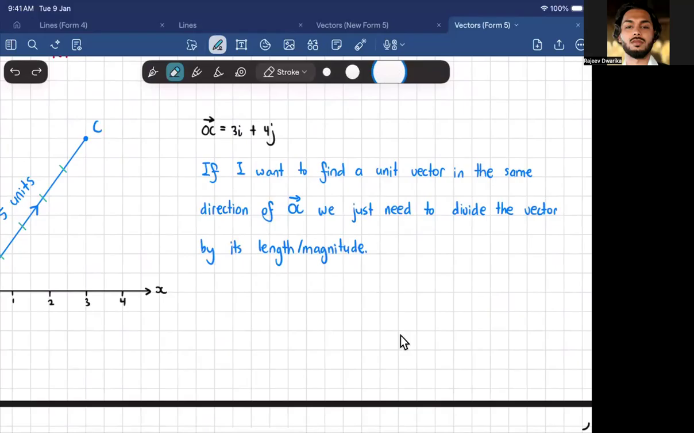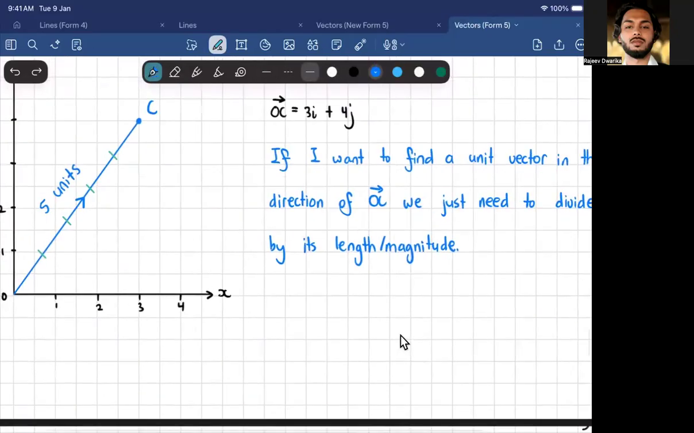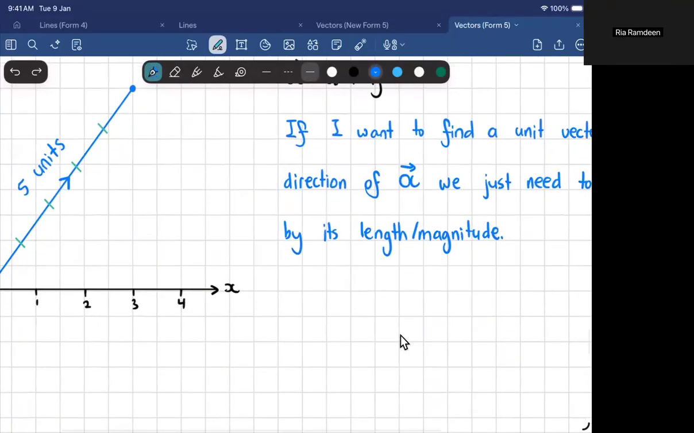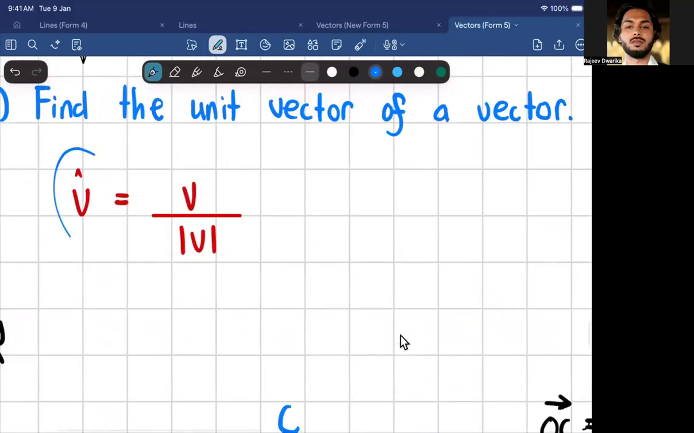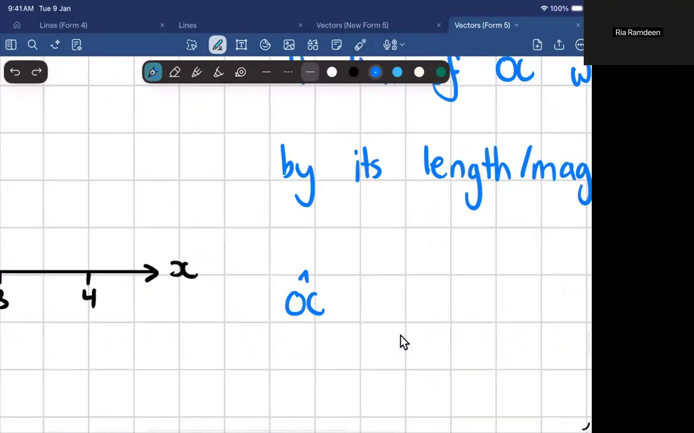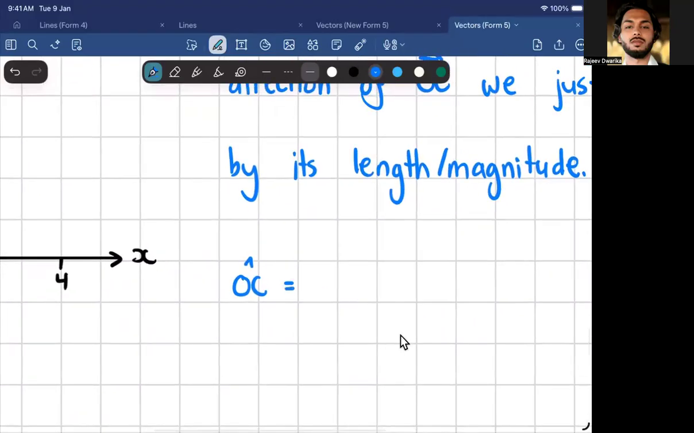All right. So if I want to find a unit vector in the same direction of OC, we just need to divide the vector by its length, or magnitude. So Ria, the symbol for a unit vector is just a top hat. OC top hat is the same thing as this. For this particular question, since the vector is O to C, I'll say OC top hat. Yeah, that's literally what you call a top hat. It would just be equal to the vector.